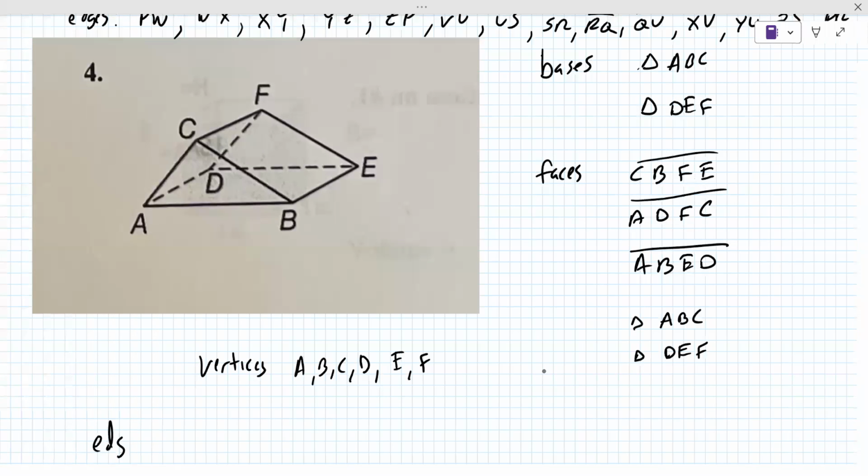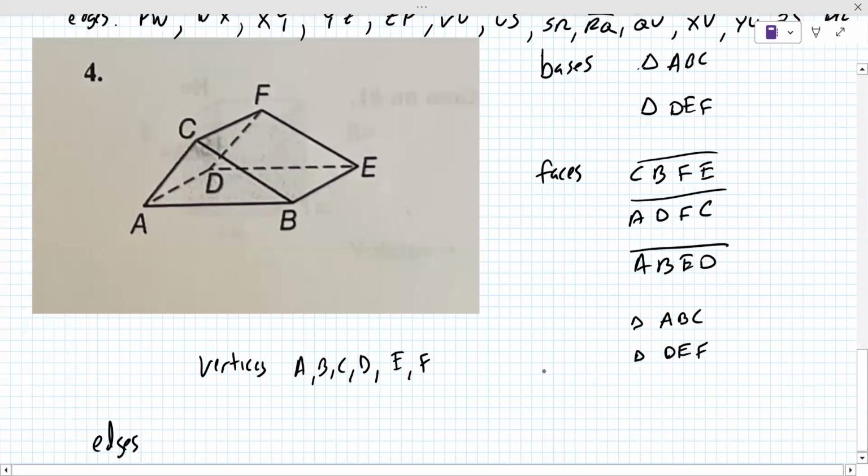Should be a little easier to do the edges. You have more vertices, there's fewer edges.